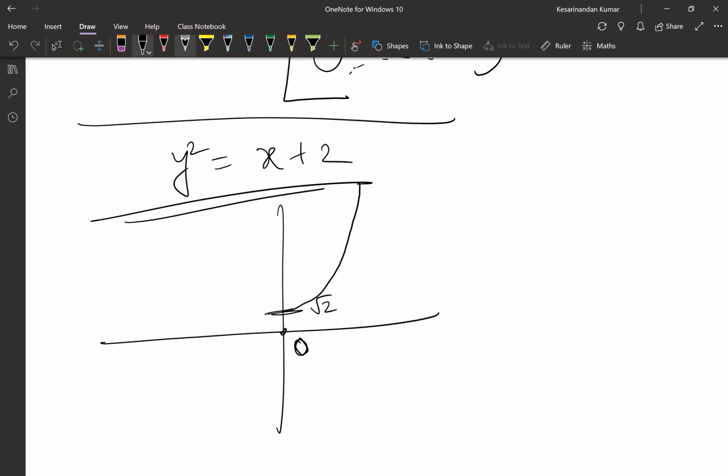Y square is always positive. No. Yes, sorry. Y square is always positive. Yes.